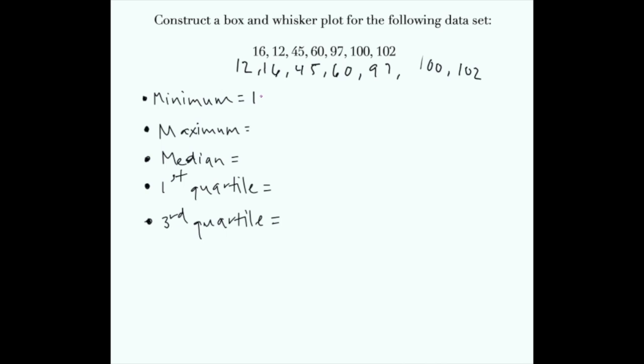Minimum. The minimum is 12. Maximum. The maximum here is 102. Median. The median is 60. First quartile. The median of the numbers to the left of the median is 16. Third quartile. The median of the numbers to the right of the median is 100.